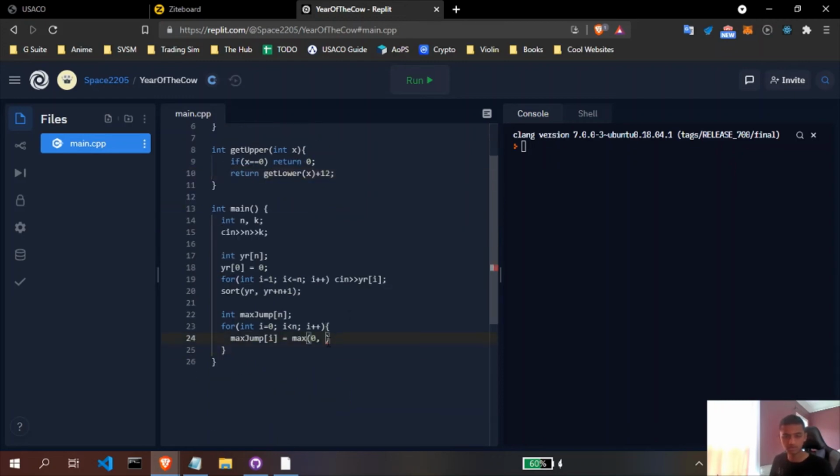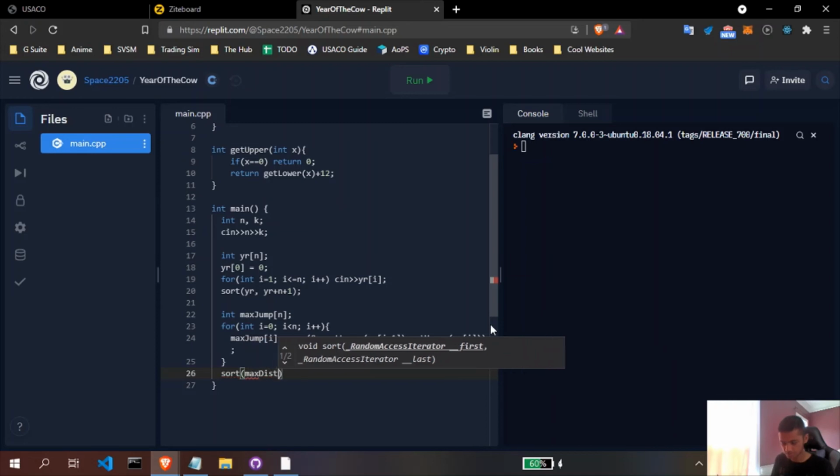So now what we're going to do is basically get lower of year of i plus 1 minus get upper of year of i. Right? And the reason we did this was basically just to see if a jump is viable or not. And if it is, we're just going to add it to the list of jumps that we have. And then I'm basically just going to sort all the jumps that I have. So I'm going to sort max jump plus n. Sorry, max jump.